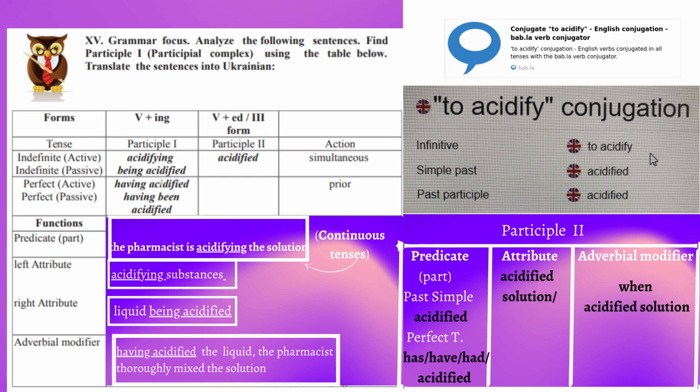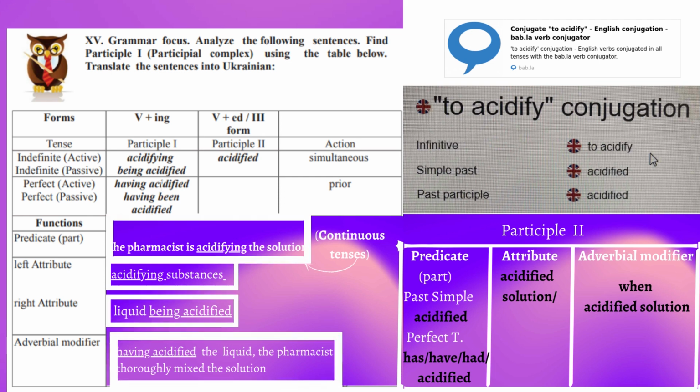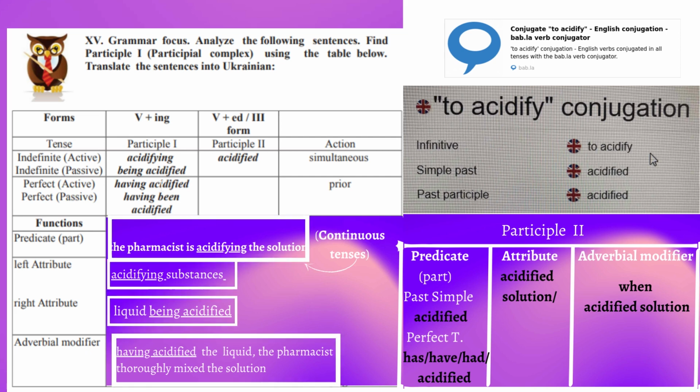Participle 1, simple active and passive, expresses action simultaneous with the predicate. Simple active: acidifying substances, речовина, яка окислюється. Left attribute – той, що стоїть у препозиції перед іменником. Simple passive: liquid being acidified. Рідина окислена, або ж оскільки рідина окислюється, чи коли рідина окислюється. Being acidified – right attribute – постпозиція.